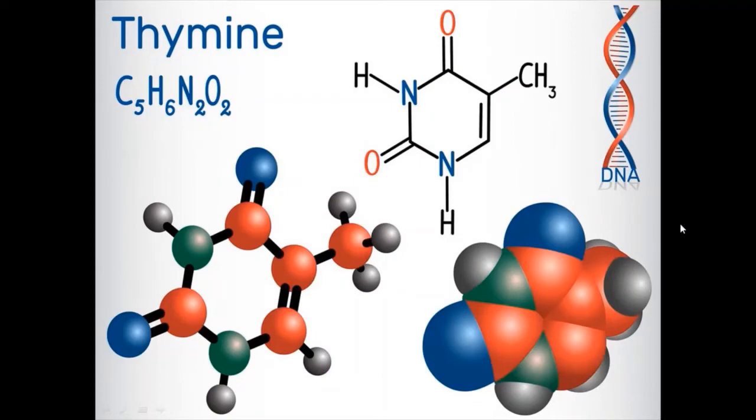Thymine is another pyrimidine nucleobase with chemical formula C5H6N2O2. It is a heterocyclic aromatic organic compound having carbonyl groups at the 2nd and 4th positions and a methyl group at the 5th position.